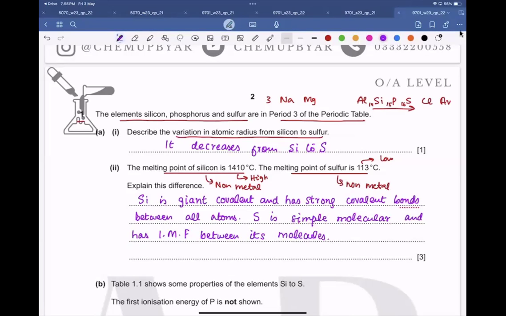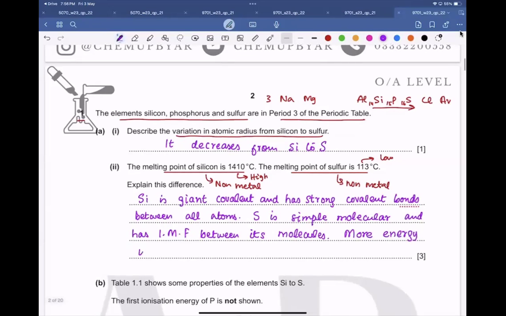And for the third part, we are going to write: more energy is needed to break covalent bonds in silicon than intermolecular forces in sulfur. Is this understandable to all of you?